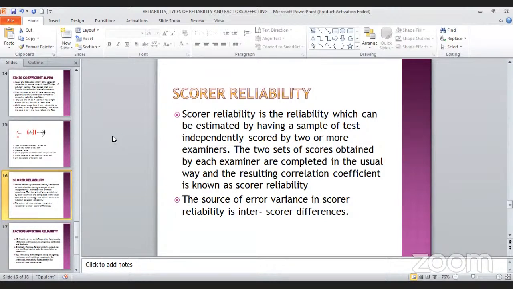The source of error variance in scorer reliability is interscorer differences. Scorer reliability is an important factor when we look at the reliability of the test. It means how closely two or more scorers agree in scoring or rating a set of responses. So if they do not agree, the reliability is likely to be lowered.